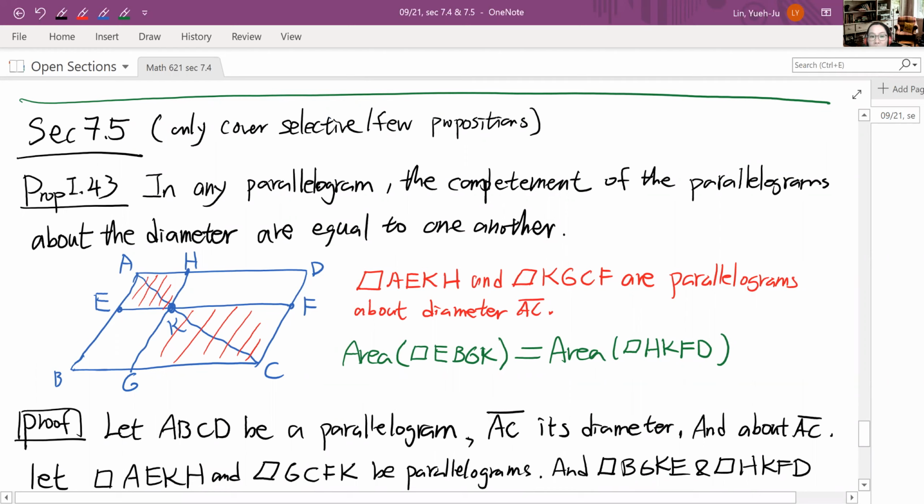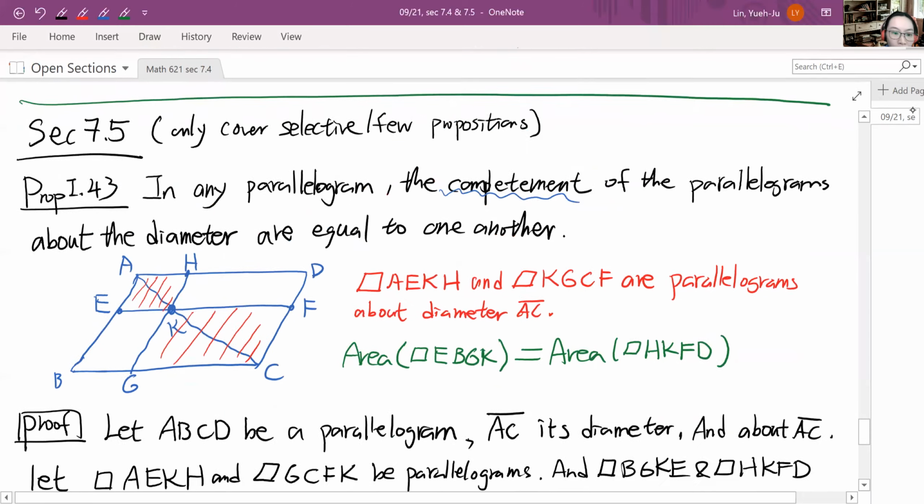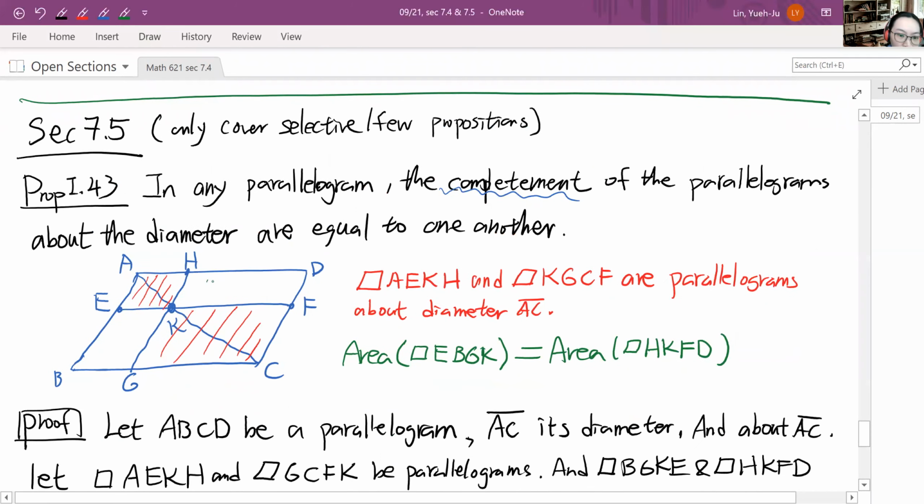Okay, so it tells you that in any parallelogram, the complements of the parallelograms about the diameter are equal to one another. Okay, I will tell you what that means. First of all, what's the complement? The complement is actually the green shape that I'm drawing here. So the complement is this part. The HKFD and EBGK are the complements.